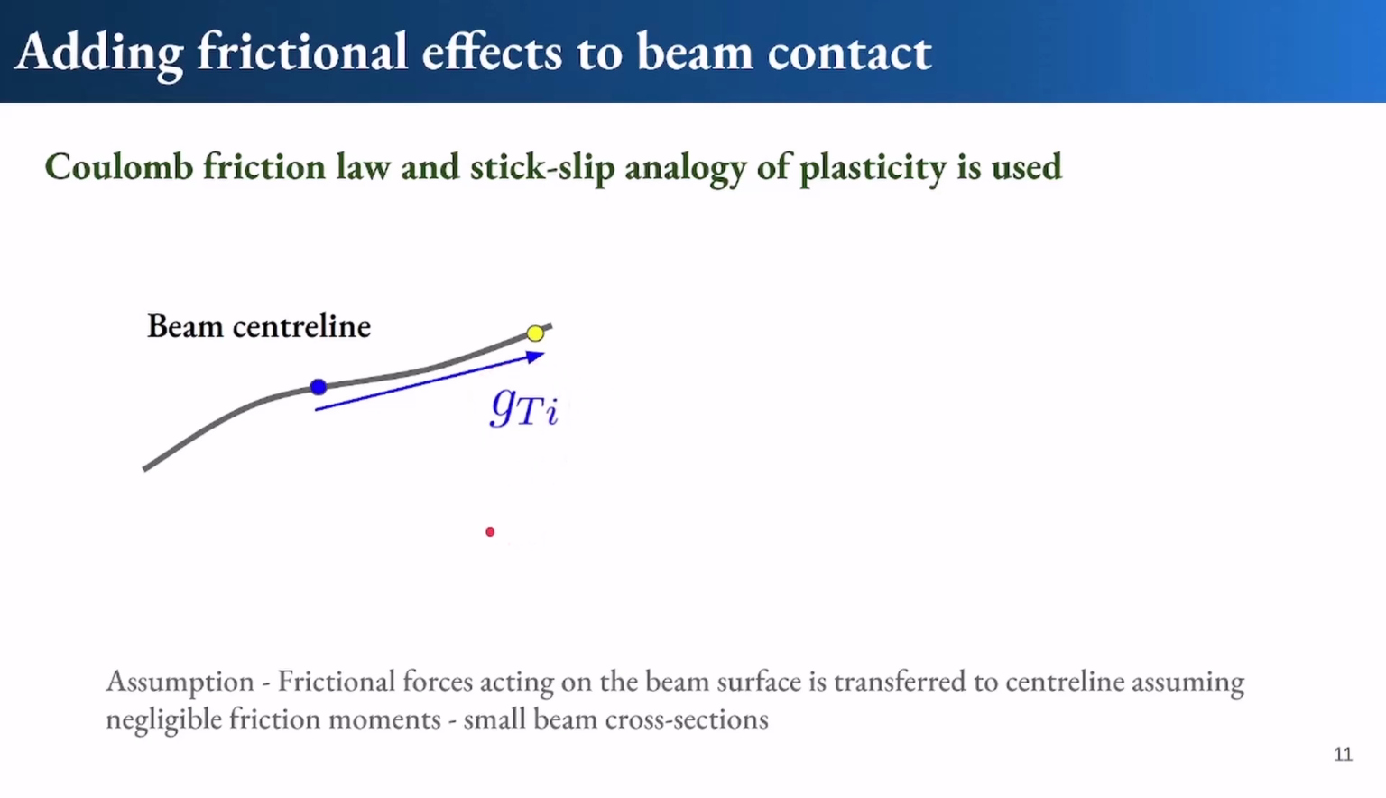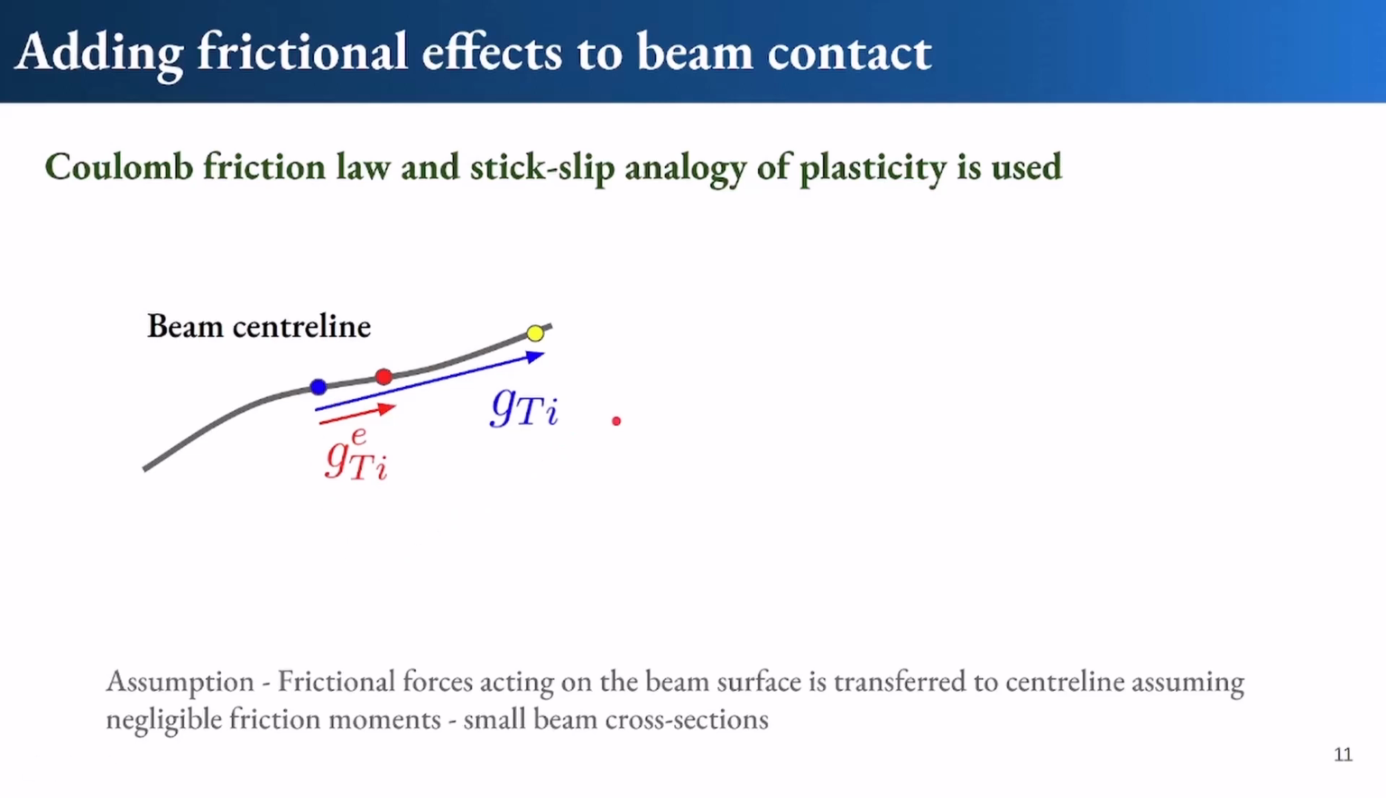Now if there was friction, a part of that motion is being restricted by the frictional force, and only when the frictional force is surpassed does the red point slip off to some other location. And the amount of sticking, let's say, which leads to the contribution of frictional force, is given by GTEI.